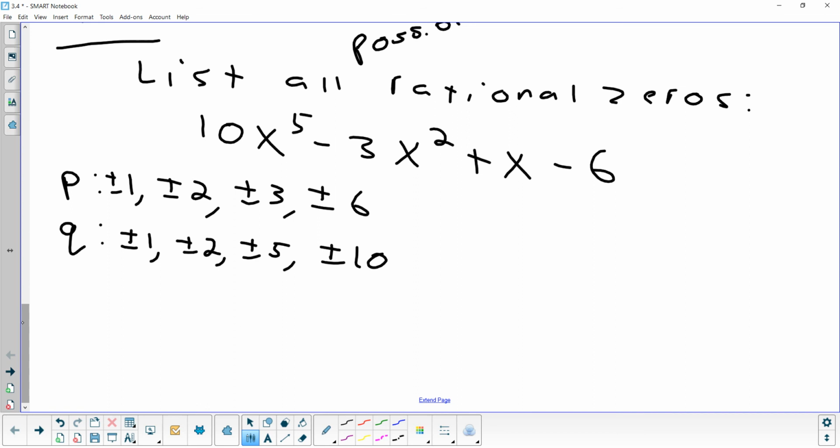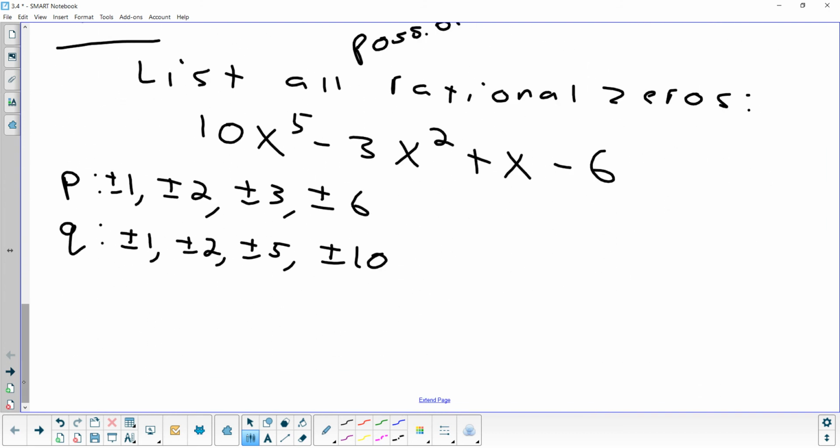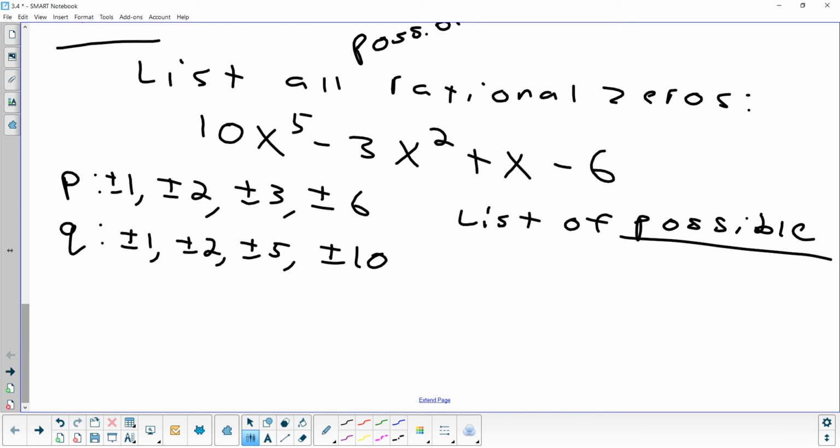But now, what we have to do is write all of those: all the different numbers you could have in the top for P, and all the different numbers you could have in the bottom for Q. Every combination. So we want to try to do it organized. So this is how I would do it. This is going to be a list of possible rational roots.